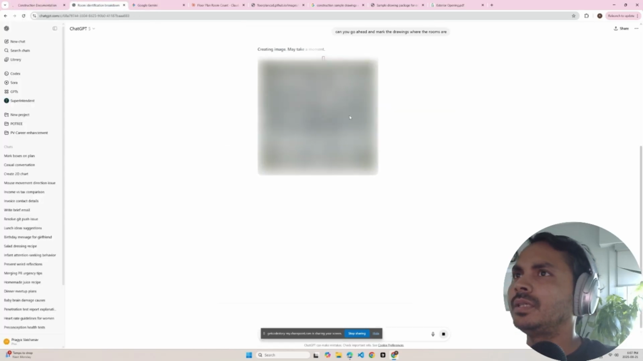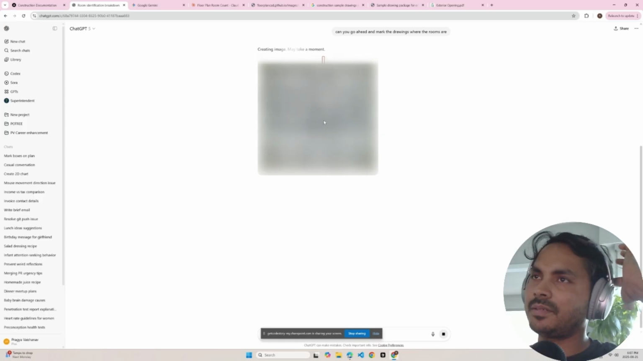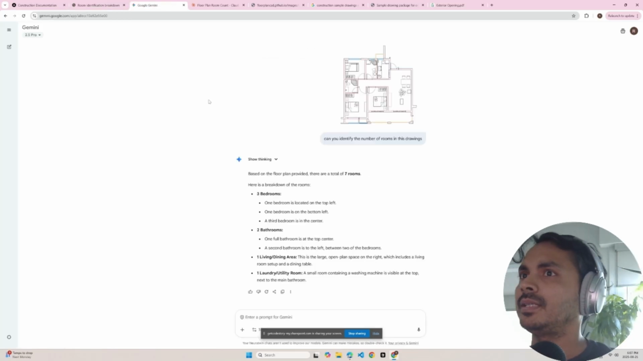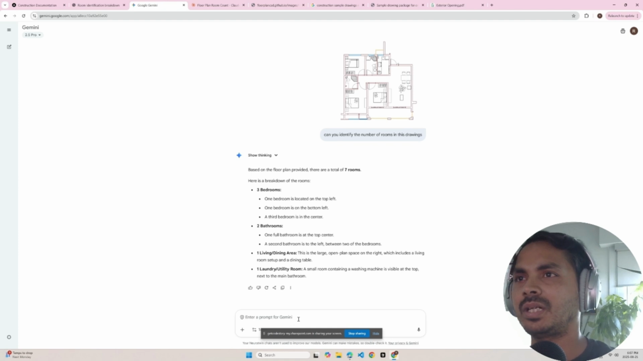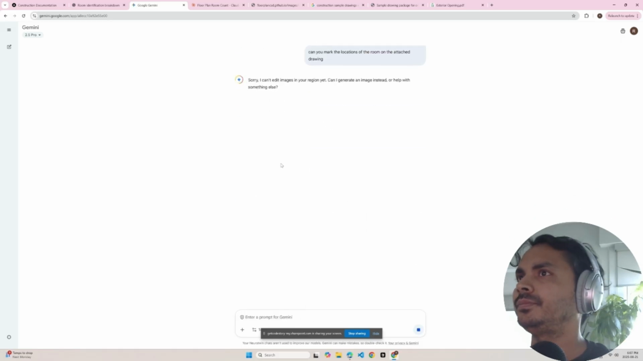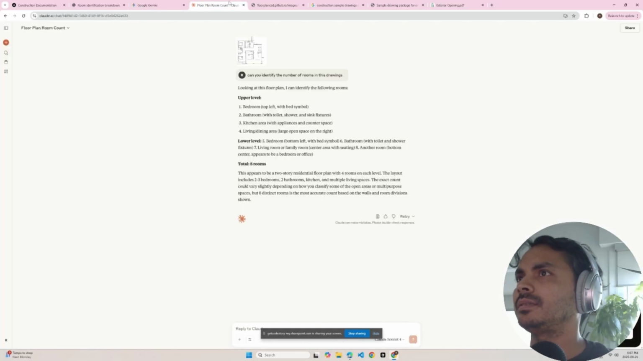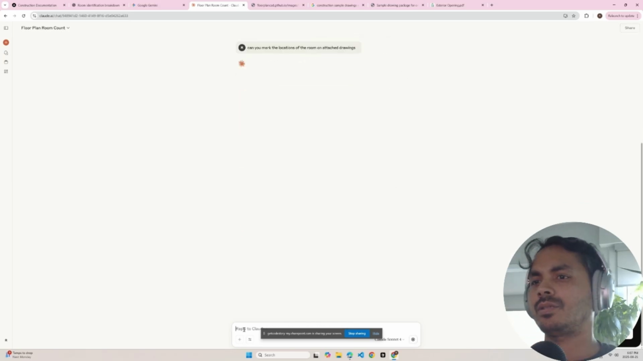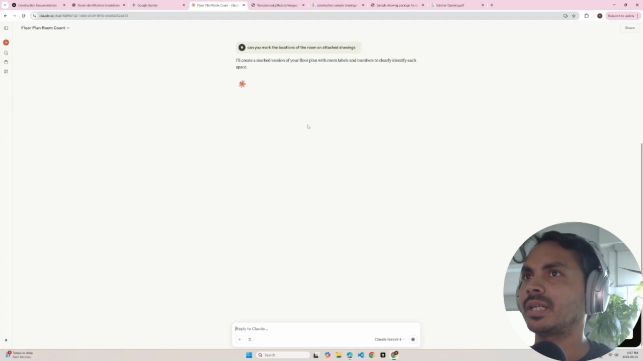Let me refresh this. All right, so ChatGPT is taking its time. It's trying to mark the things, and then Gemini has its own thing. I don't think Gemini can mark. Can you mark the locations of the room on the attached drawing? So it can't. So let's see if Claude can actually mark it.